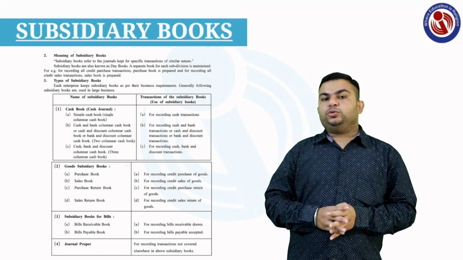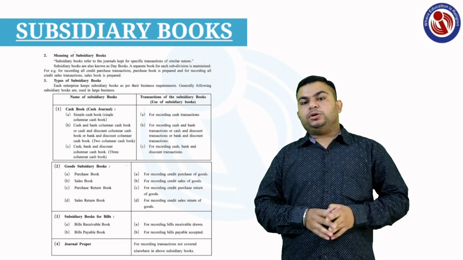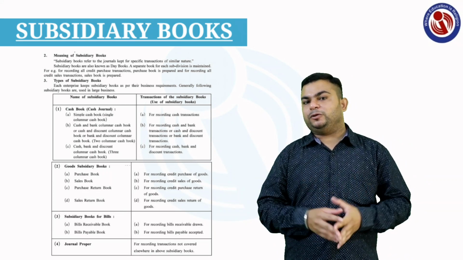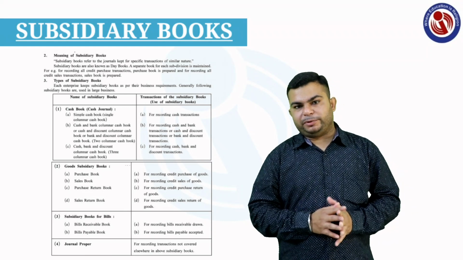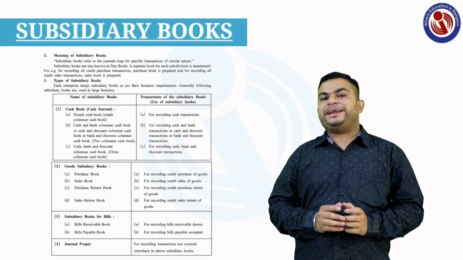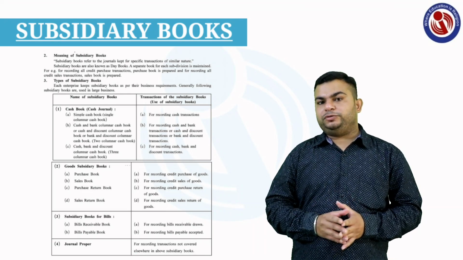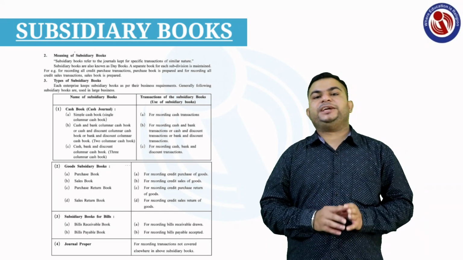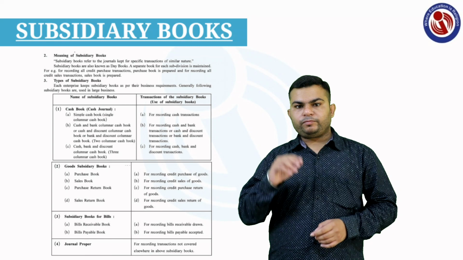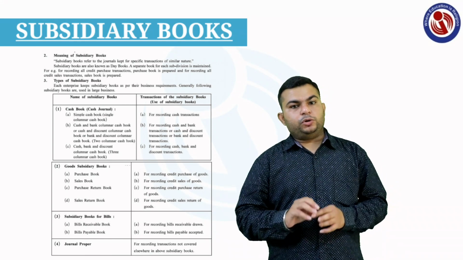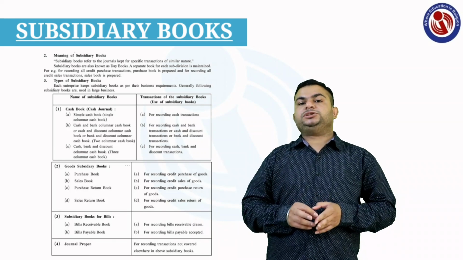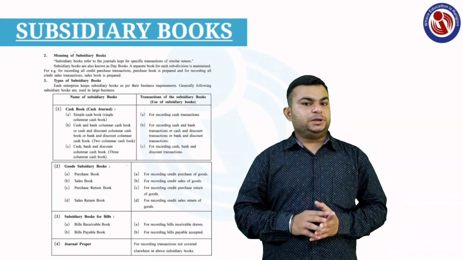Let us discuss the rules for preparing these subsidiary books. There are a total of 4 rules for preparing the subsidiary books of this particular chapter. Rule number 1 for preparing any of the subsidiary books is that only credit transactions will be recorded. In these subsidiary books, we are not going to write any cash transaction. Only credit transactions will be recorded. Rule number 2 is that only the transactions of goods will be recorded. None of the transactions of assets will be recorded in these books.